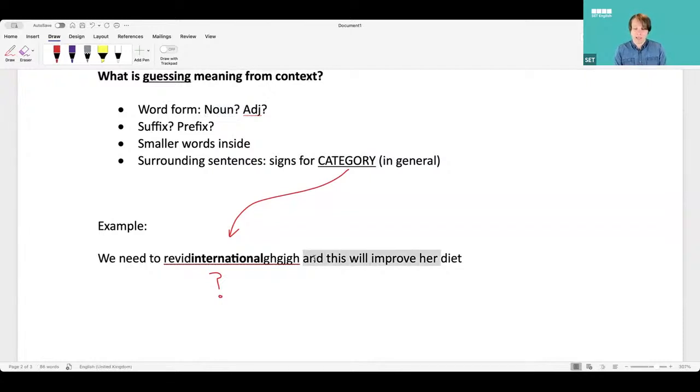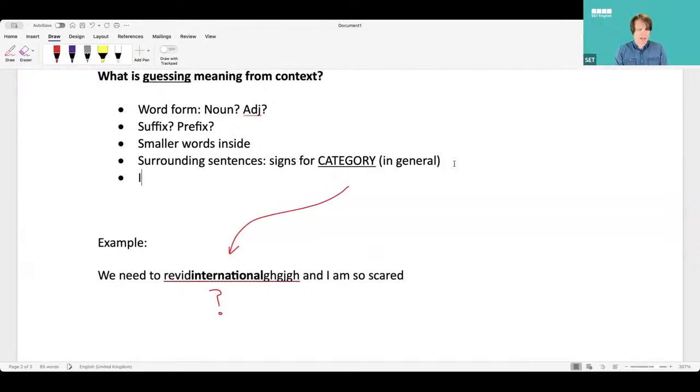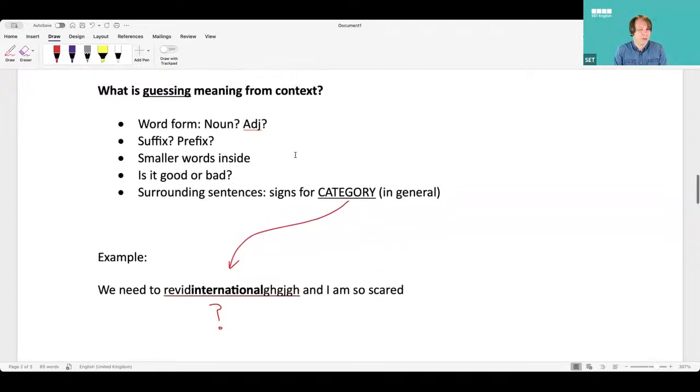What about this one, guys? I need to blah, blah, and I am so scared. Is this a good thing or a bad thing? Bad. Bad thing. So is it good or bad, right? Are there any other ways we can guess meaning? I think these are the main ones, okay?